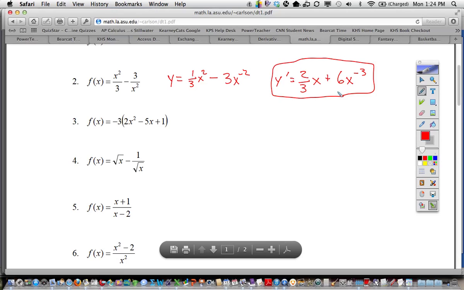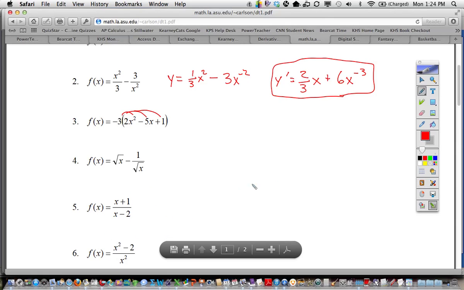Just bring 2 down in front. You got 2/3 x to the first. And then 3x to the negative 2, bring negative 2 down, makes plus. So there you go. To me, that's an easy one, but you got to rewrite it first. Now, you look at number 3 here. You wouldn't want to do a product rule on that. You'd want to distribute those things first, then do the derivative.